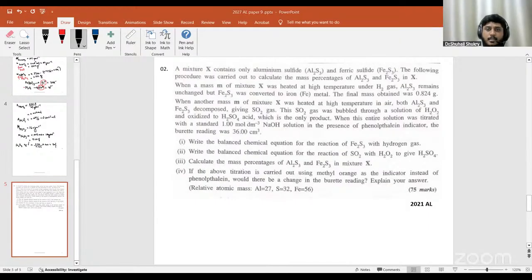Now, what might be the reaction of Fe2S3 and hydrogen gas? What might be the reaction between Fe2S3 and the hydrogen gas?